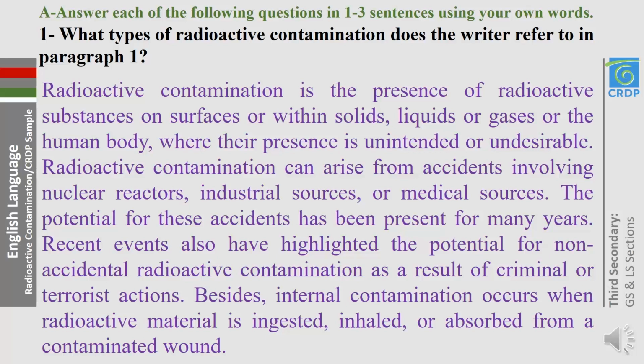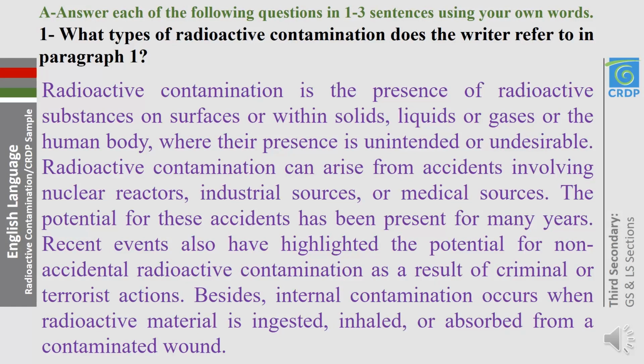Radioactive contamination is the presence of radioactive substances on surfaces or within solids, liquids, or gases, or the human body where their presence is unintended or undesirable. So we see that the first sentence is just a definition. It contains no type of contamination, so we have to read on.